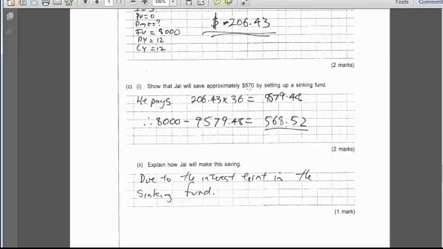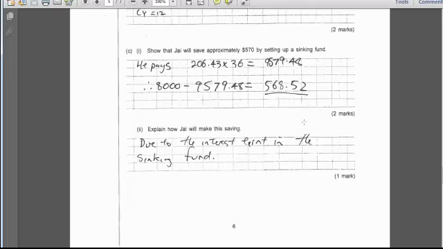So he says, show that he saves approximately $570 by setting up the sinking fund. Well, it's $206 times 36, which is 9,579, and the $8,000 is the original loan. So you take that away, and it's $568.52. So it's about $570 he saves. Explain how J does that.